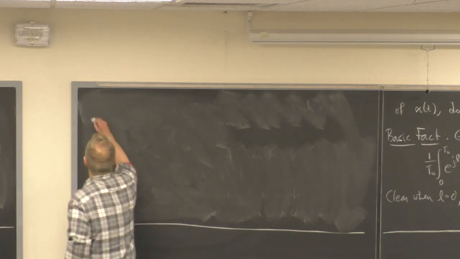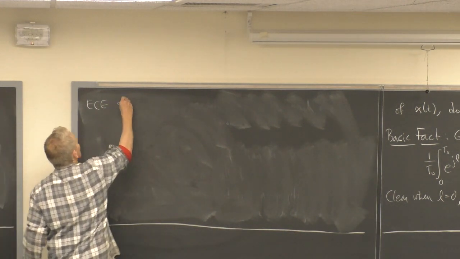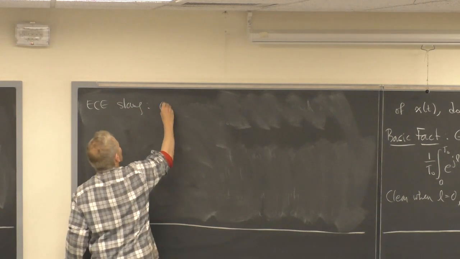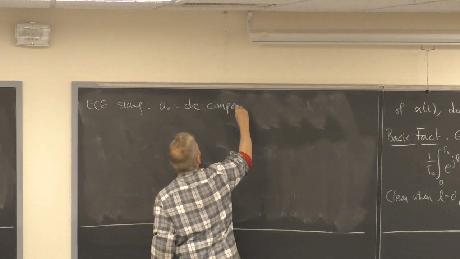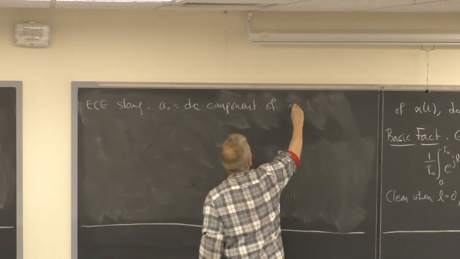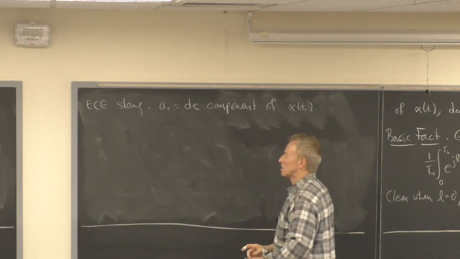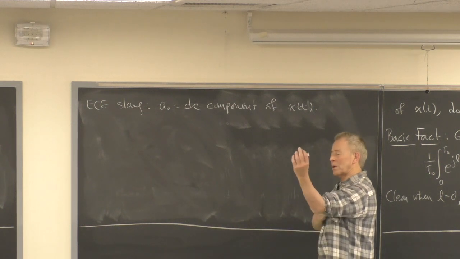ECE slang: A0 is the DC component of the signal x of t. Very good. Okay, so that's just A0. What about the other AKs?